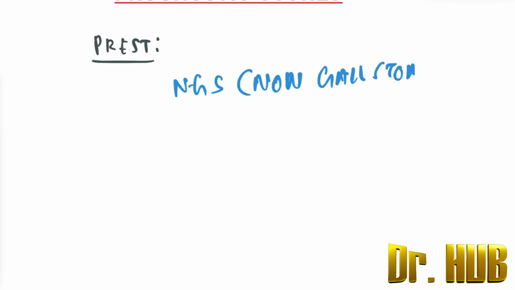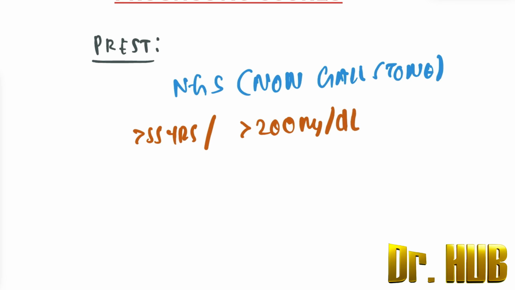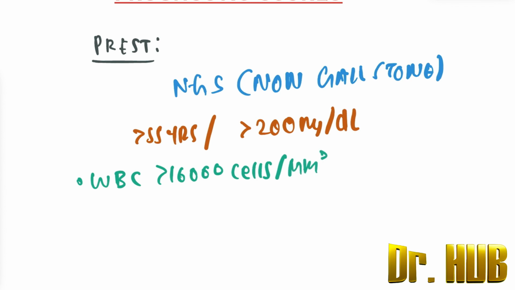Non-gallstone pancreatitis. Here, in terms of non-gallstone pancreatitis, the age is greater than 55 years and the blood glucose level is greater than 200 mg per dL. Next, what is the WBC? The WBC is greater than 16,000 cells per mm cubed.